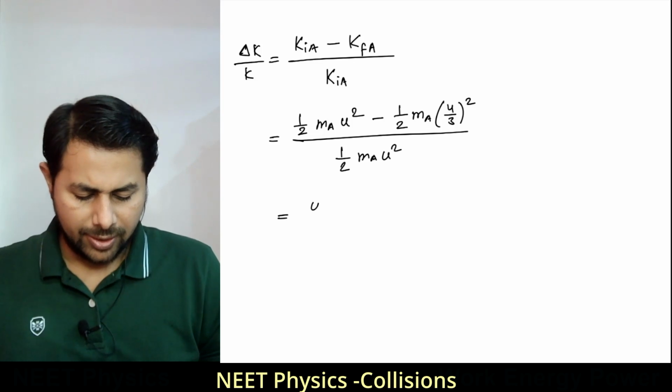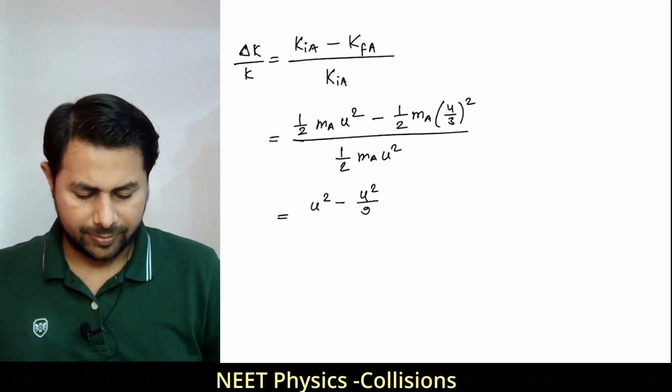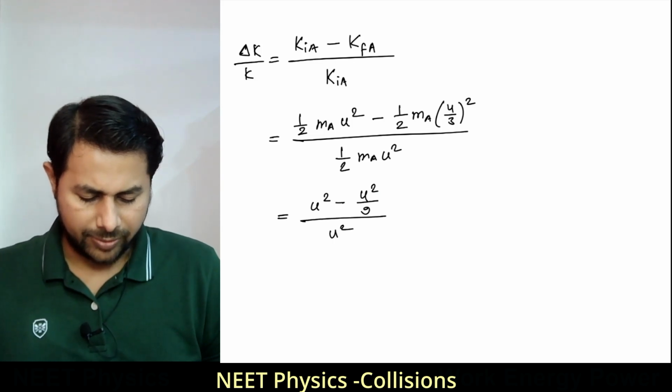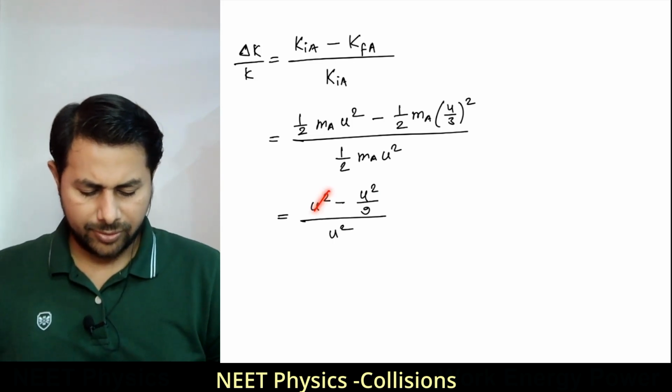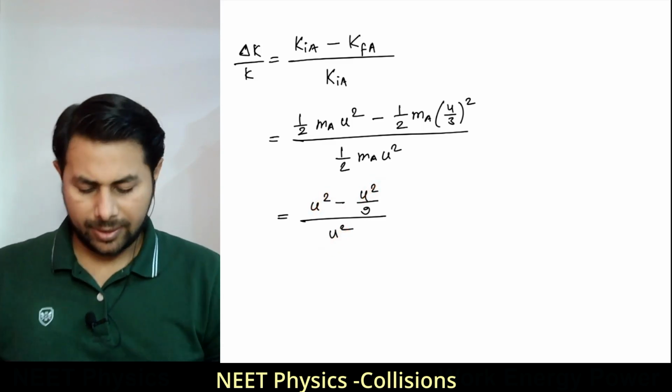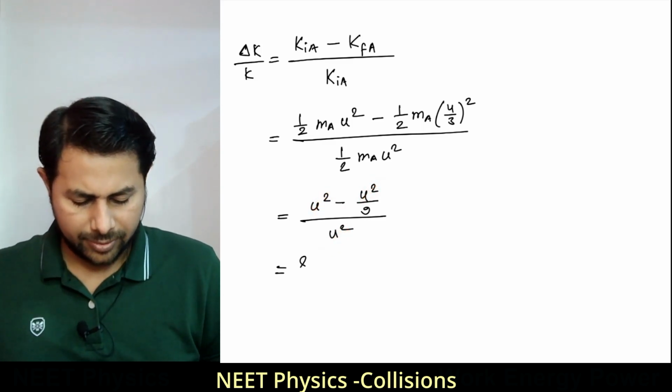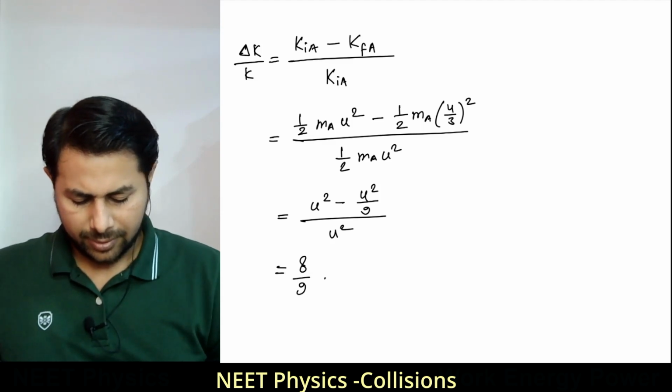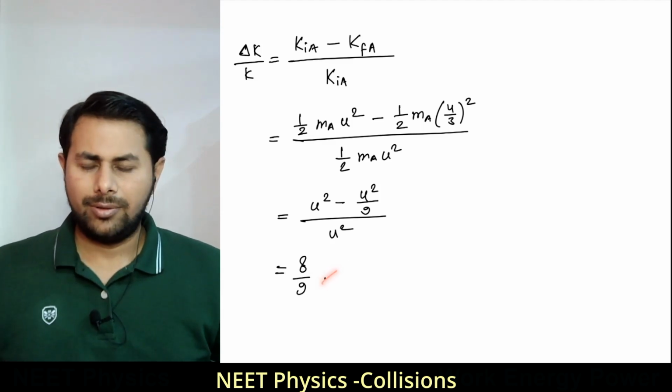So that is u square minus u square by 9, divided by u square. Okay, so u square is cancelled out everywhere, and this is 1 minus 1 by 9, which means it is 8 by 9. So that's the answer, right?